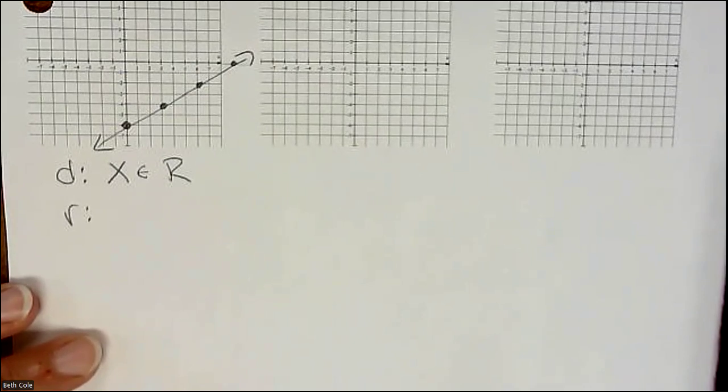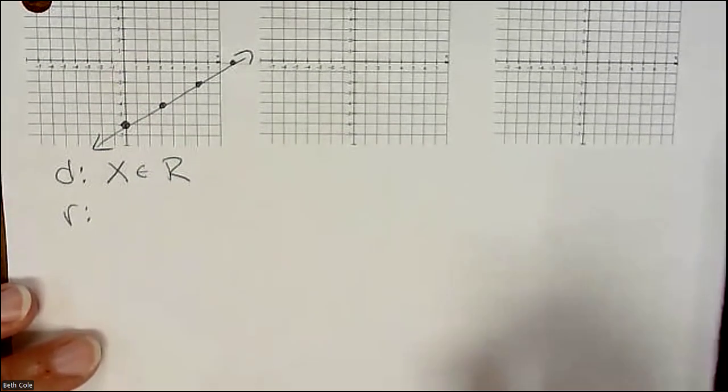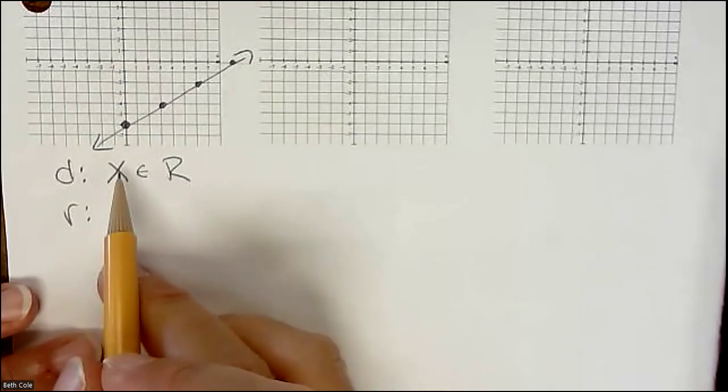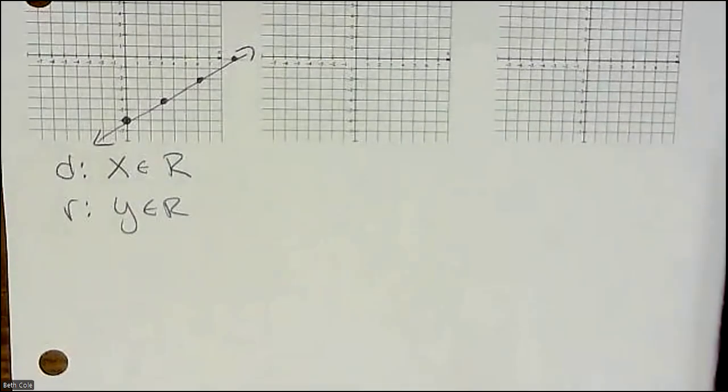R stands for reals, all real numbers. It means everything, all reals. How would I write range? It's practically the exact same thing, except instead of x, y. Y, all reals. The reason it's all reals is because it goes on forever and ever and ever.